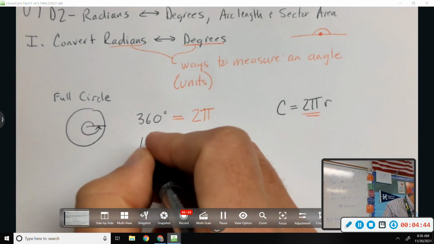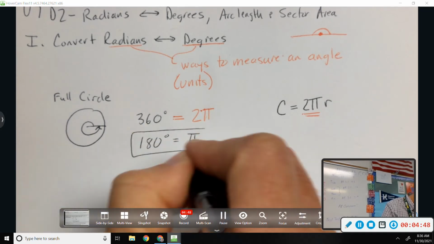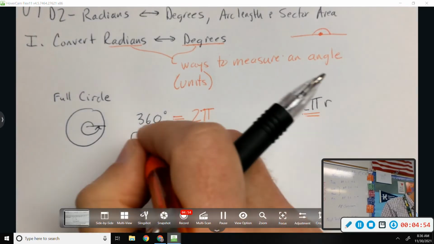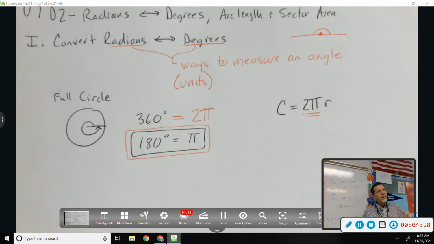When you want to convert, you could reduce that a little bit and say that pi is equal to 180. And that's probably the conversion factor that we'll use. Just like 3 feet and a yard are the same thing, 12 inches and a foot represent the same thing, 180 degrees and pi radians represent the same thing.